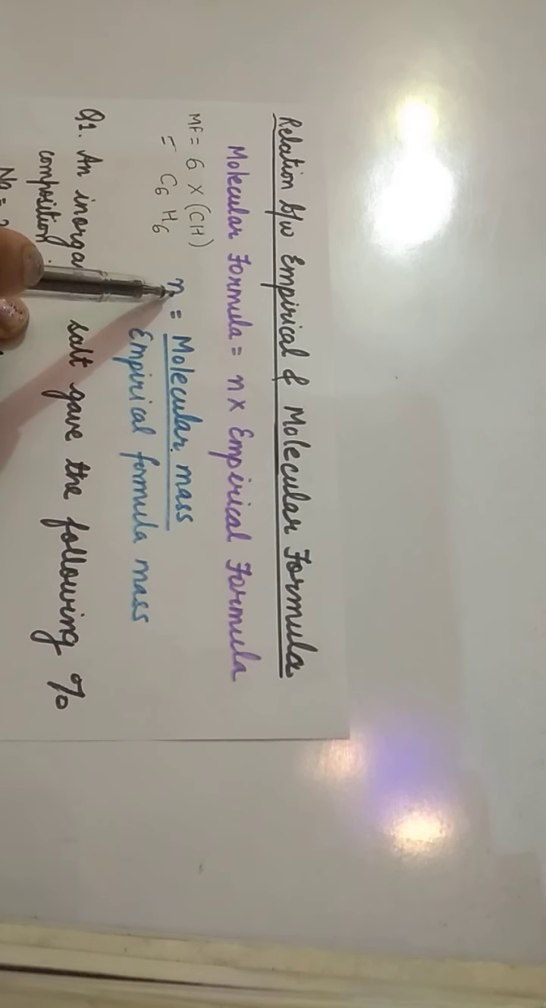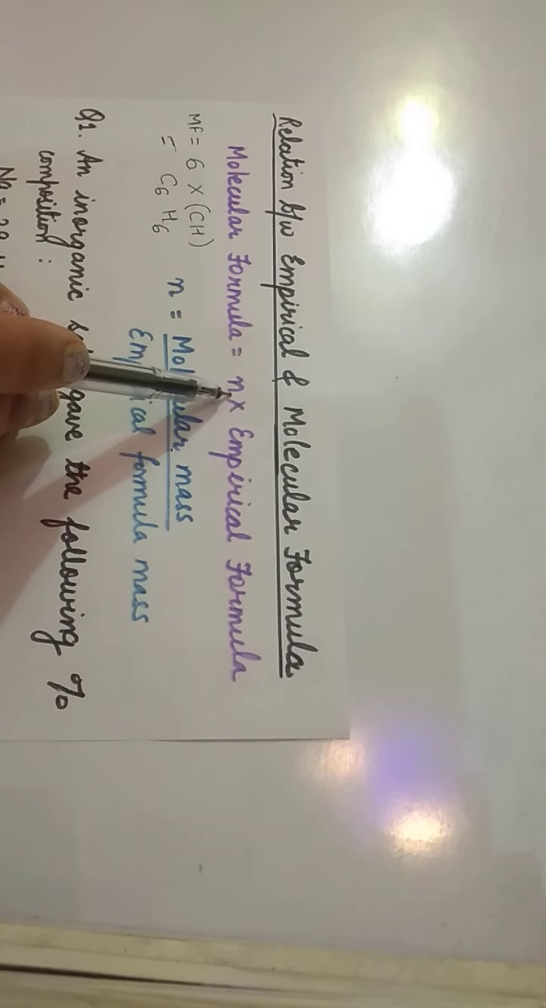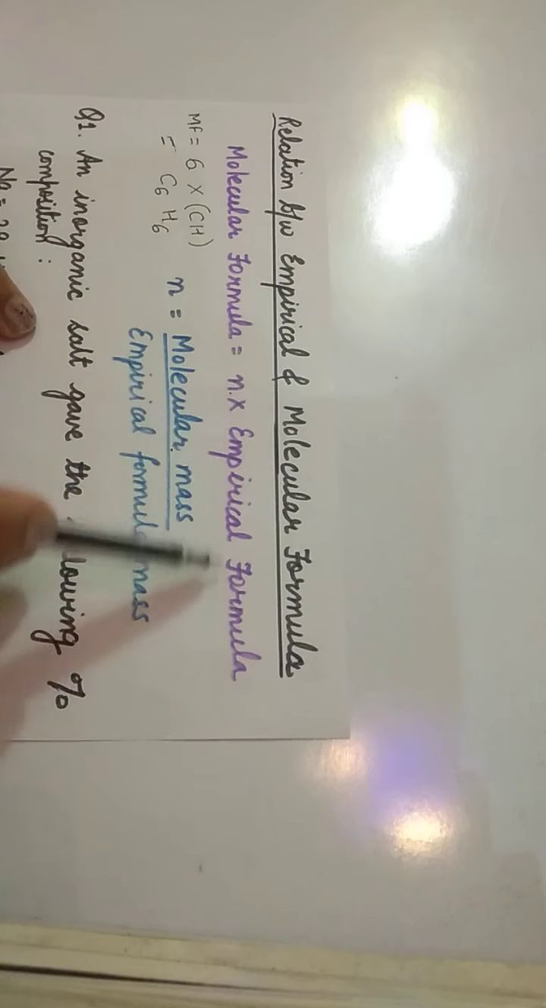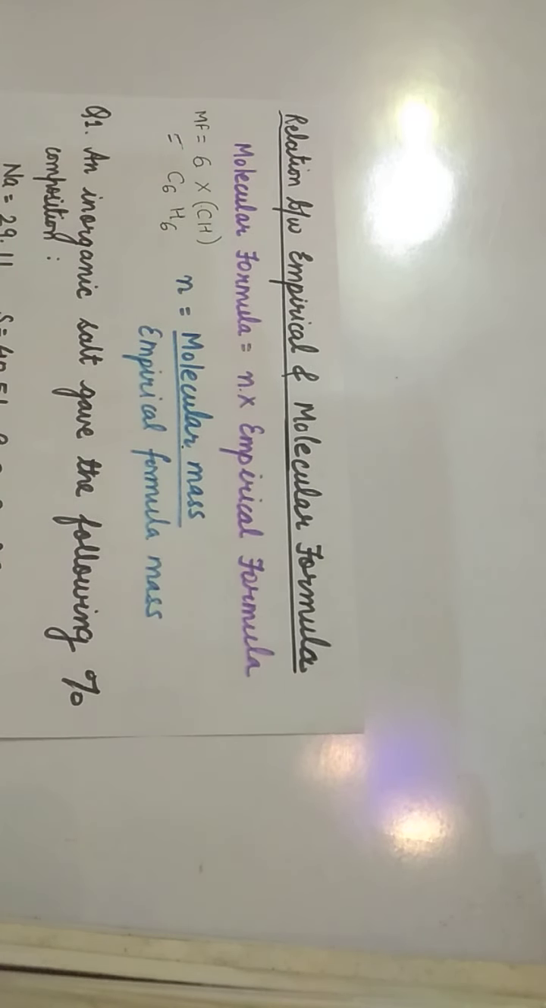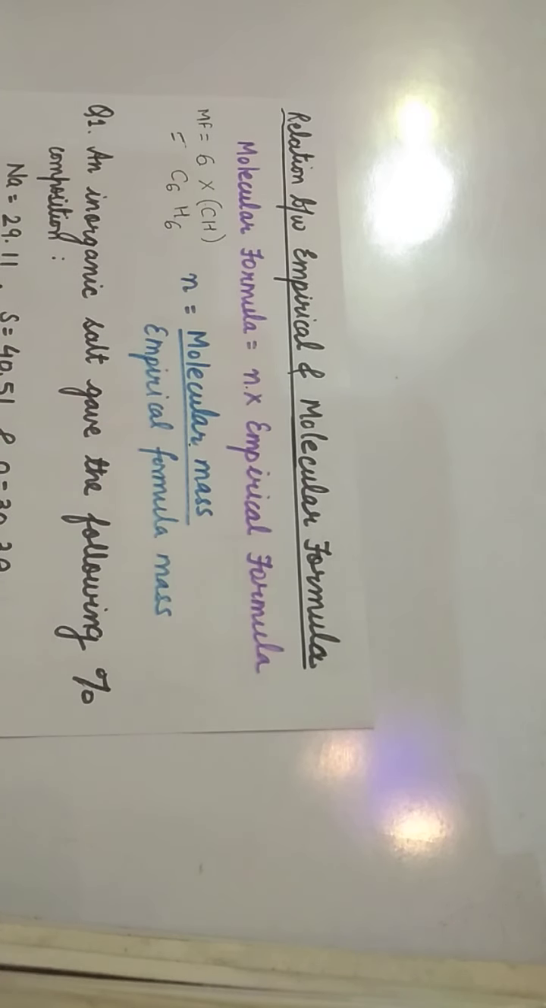Then you will be able to find out the value of n, and then you will be able to put the value of n into this formula of molecular formula, and you will get n into empirical formula. That is, you will get the molecular formula. So the relationship is molecular formula is equal to n into empirical formula, where n is equal to molecular mass upon empirical formula mass.